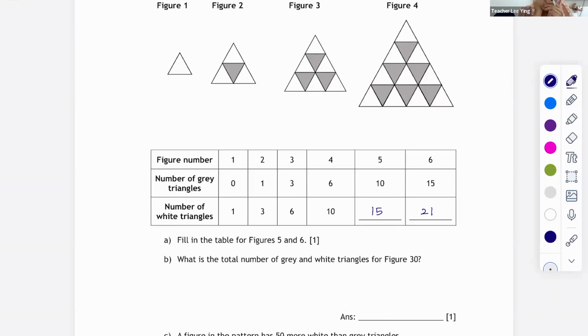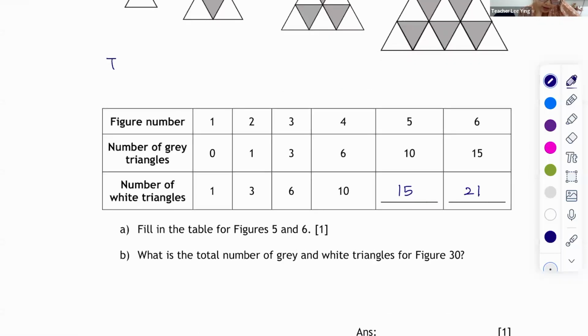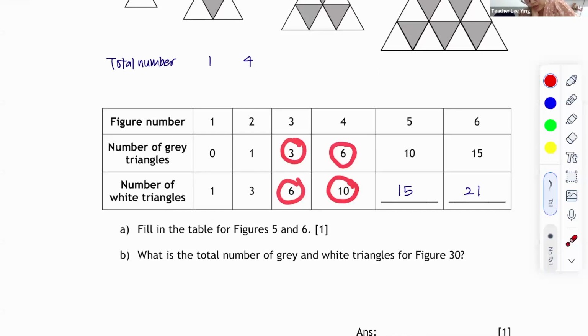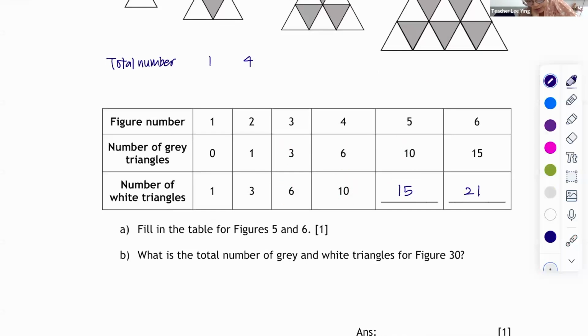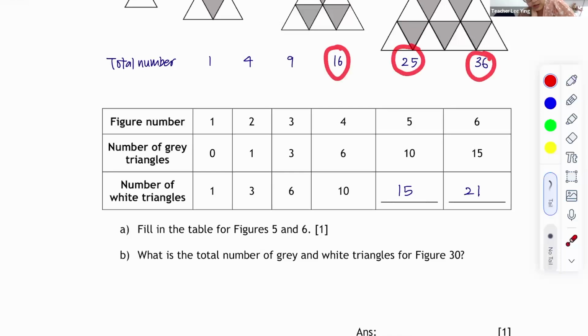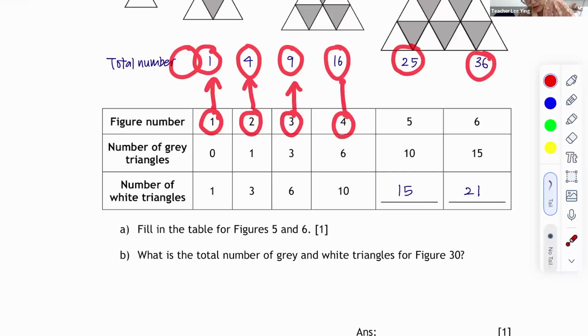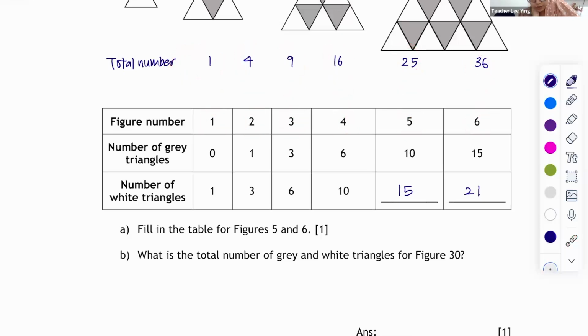So what is the total number? It will help to have another column for total number. You will realize that total number is 1. Then 1 plus 3 gives me 4. Then 3 plus 6 is 9. 6 and 10 is 16. 10 and 15 is 25. I'm going to write that down. And we realize that these are actually square numbers. They are related to the figure number in this manner: 4 squared gives me 16, 5 squared gives me 25, 6 squared gives me 36. So the total number would be 30 multiplied by 30 to give me 900.